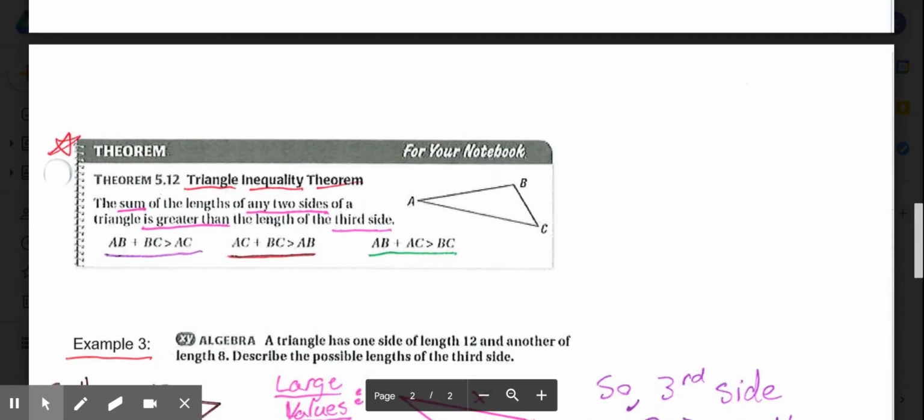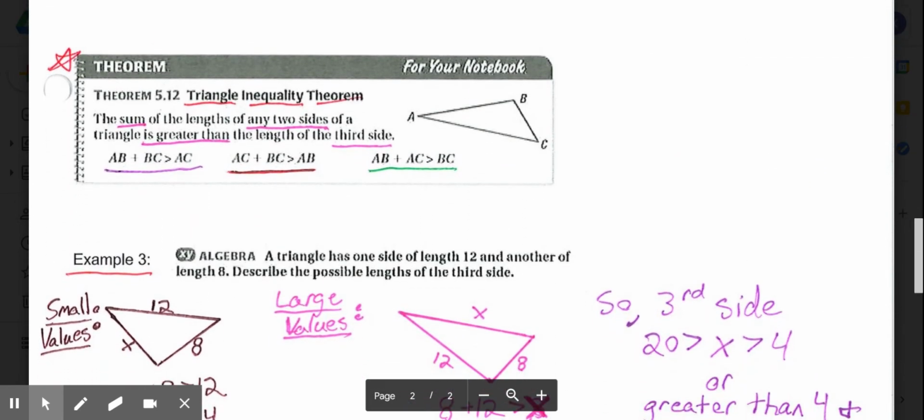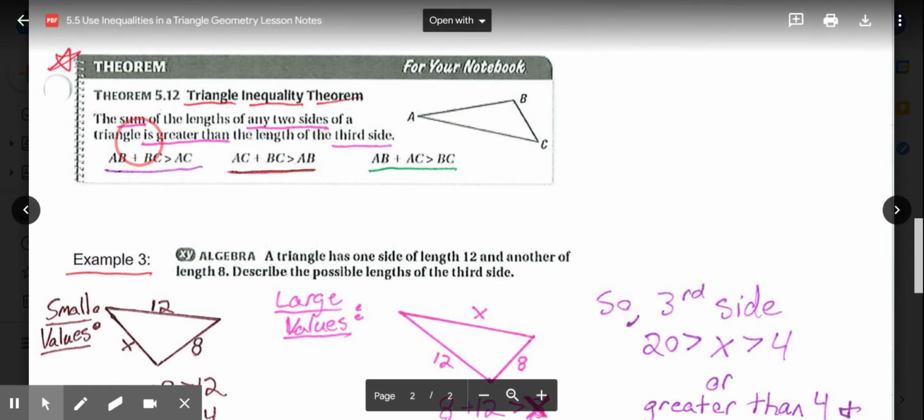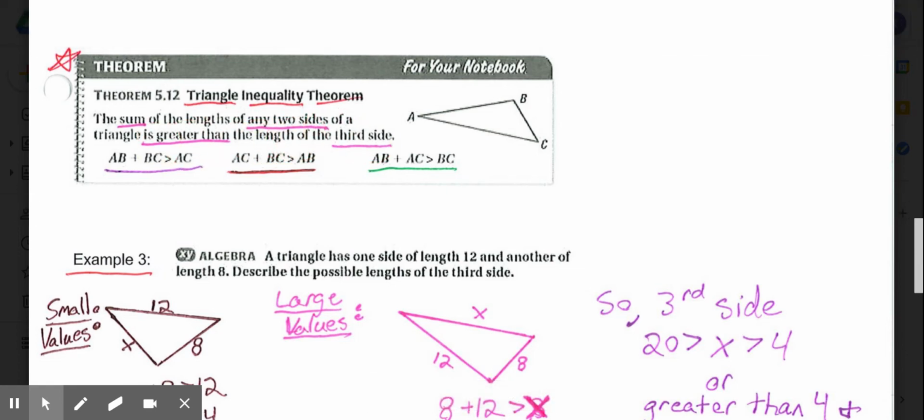Then we have theorem 5.12, which is one of our most important theorems as far as triangles go. And this is our triangle inequality theorem. And that simply states the sum, so addition, answer to addition is sum, the sum of the lengths of any two sides of a triangle is greater than the length of the third side. So any two sides added together have to be longer than the third side for it to be a triangle.